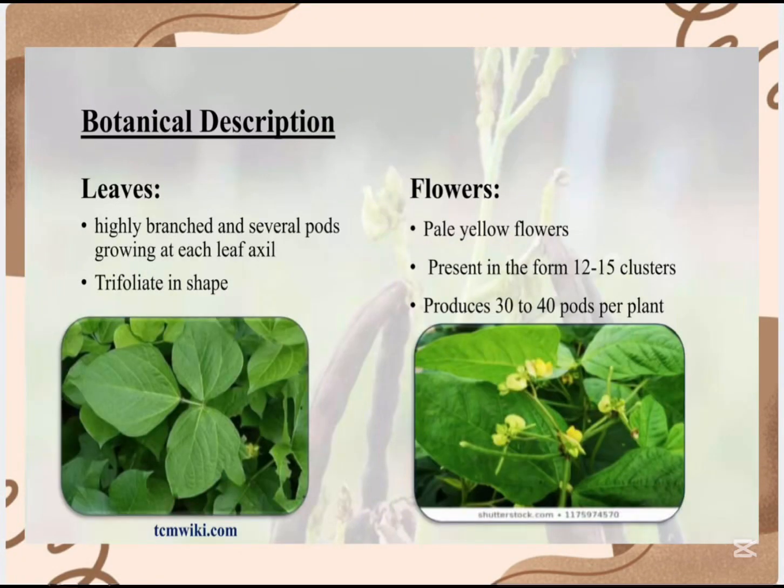Leaves: highly branched, with several pods growing at each leaf axil. Trifoliate in shape. Flowers: pale yellow flowers, present in clusters of 12 to 15. Produce 30 to 40 pods per plant.